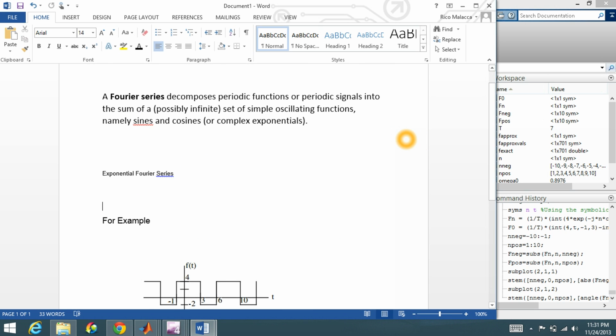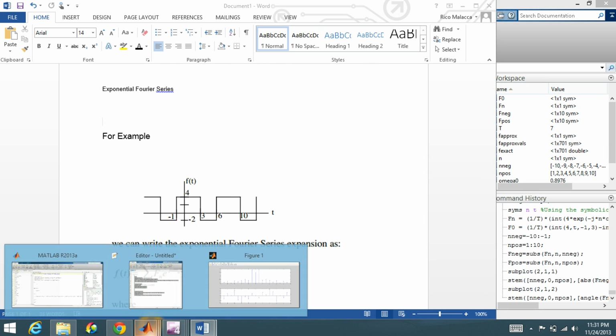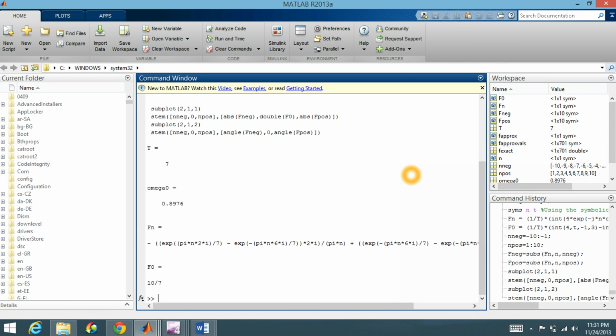And so, hopefully you guys learned something new about Matlab, about Fourier series, and using Matlab to make your life easier with all the calculations, all that stuff.